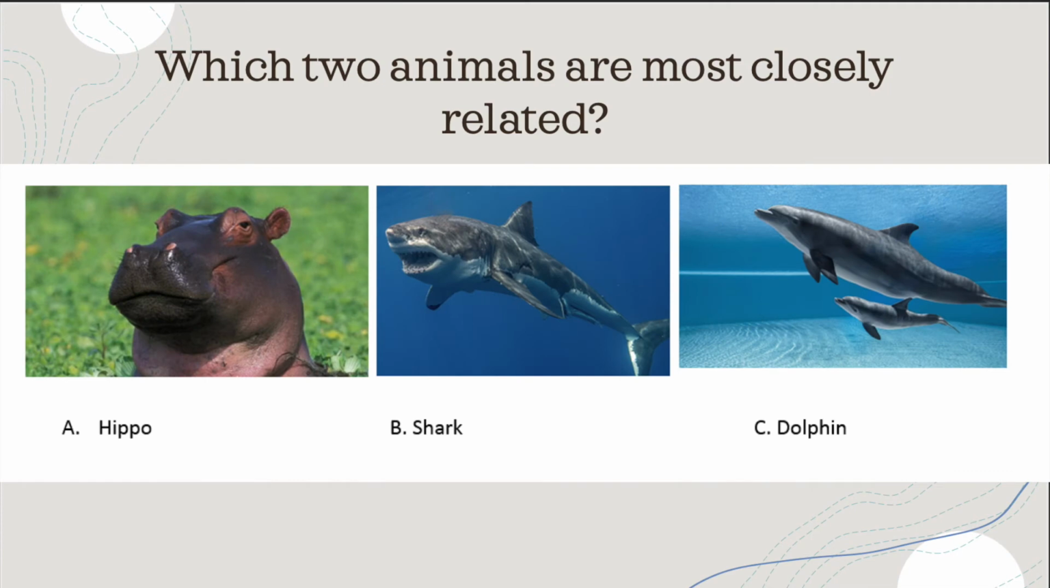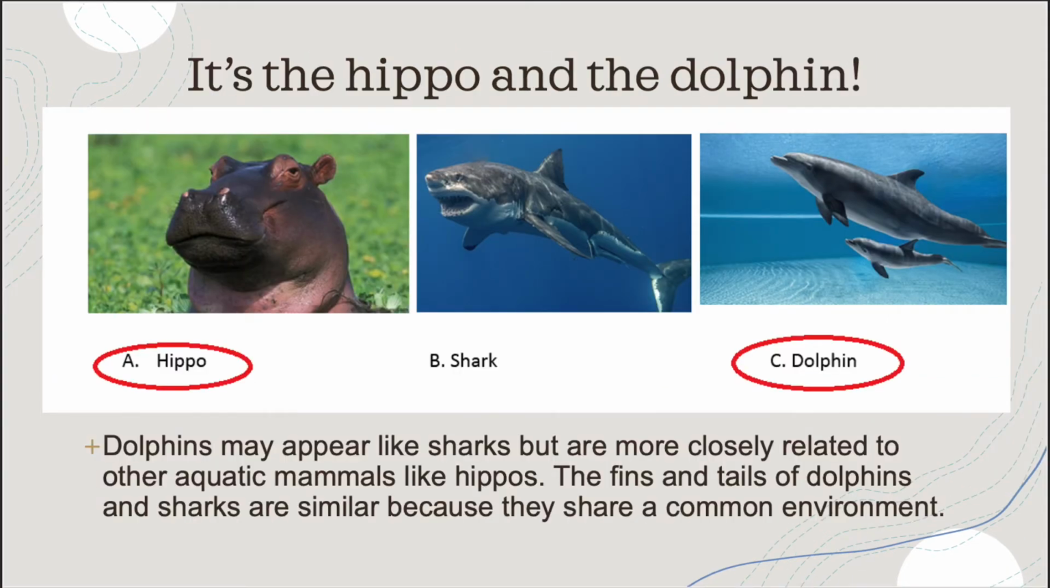Pause here and take a moment to take a guess before I show the answer. If you guessed hippo and dolphin, you're right. Dolphins may appear like sharks, but are more closely related to other aquatic mammals like hippos. The fins and tails of dolphins and sharks are similar because they share a common environment, the ocean.